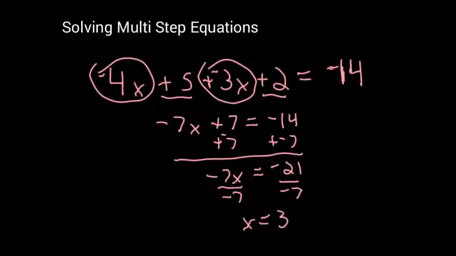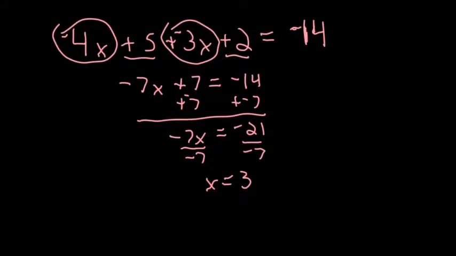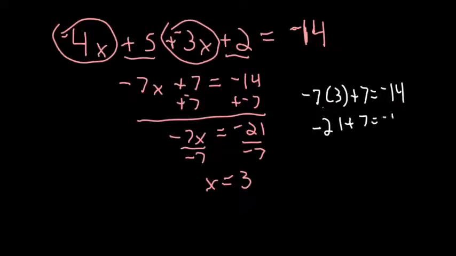To check this, I can put it back into my original equation, and do negative 4 times 3 plus 5. Actually, we'll put it into my simplified equation, just for room purposes. So I have negative 7 times 3 plus 7 equals negative 14. Negative 7 times 3 is negative 21, plus 7 equals negative 14.